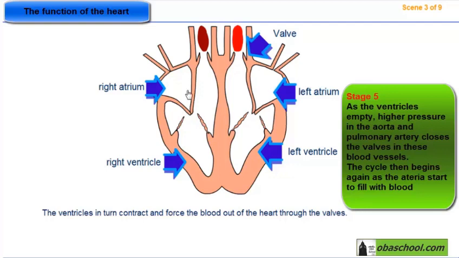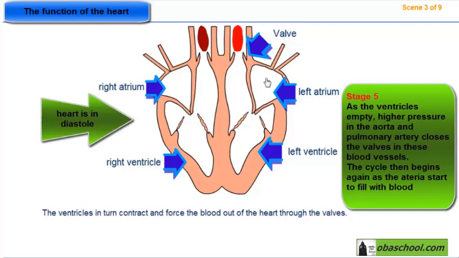And once the heart is in a stage where it is not contracting, it is not in systole, it is in a different stage, which we call diastole. So the heart here is in diastole, it is not contracting, in comparison to when it is contracting, either from the atria or the ventricles, where we would call it in systole.